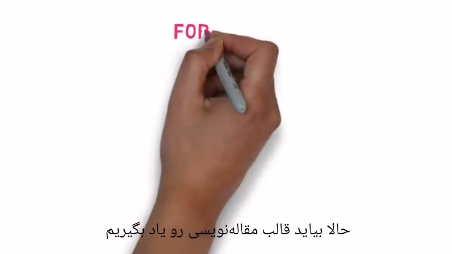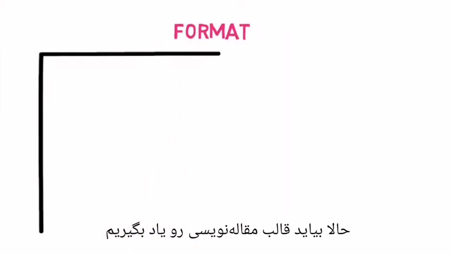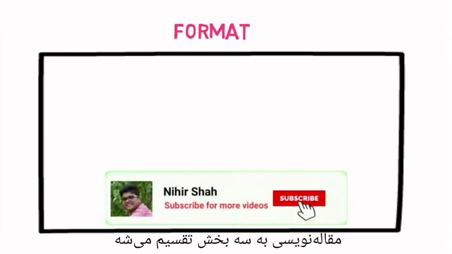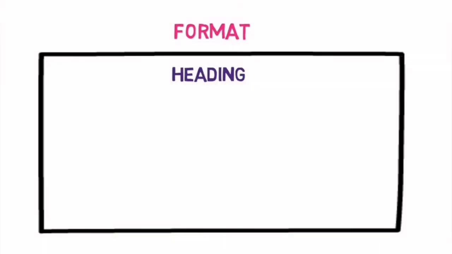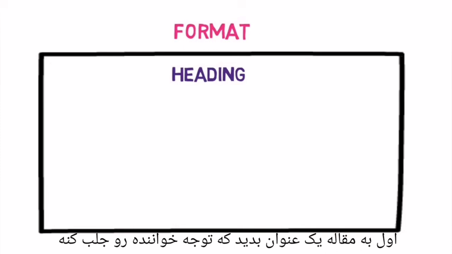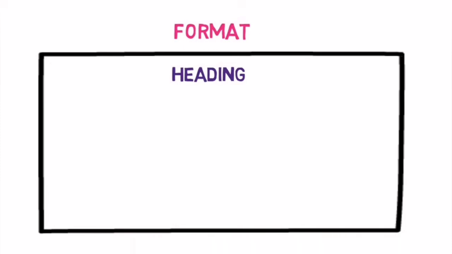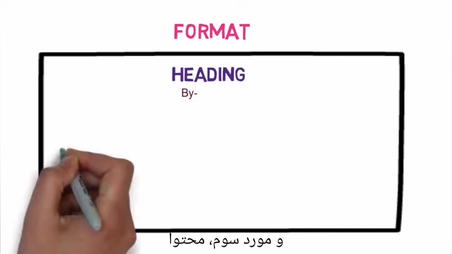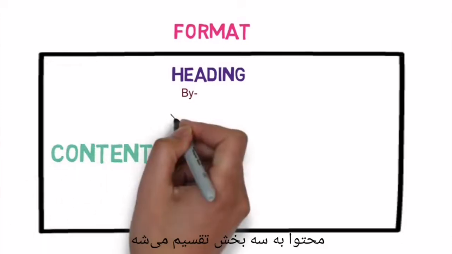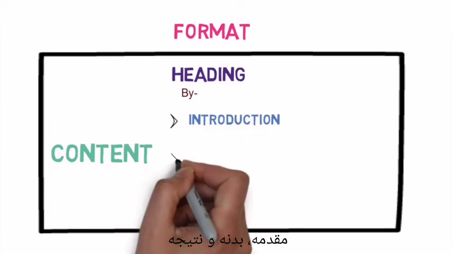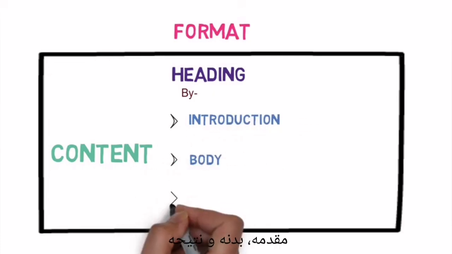Now let's learn the format of article writing. Article writing is divided into 3 sections. Number 1, heading. First, give the article a title that catches the attention of the reader. Number 2, byline. It is a line having the writer's name. And number 3 is content. The content is subdivided into 3 parts: introduction, body, and conclusion.